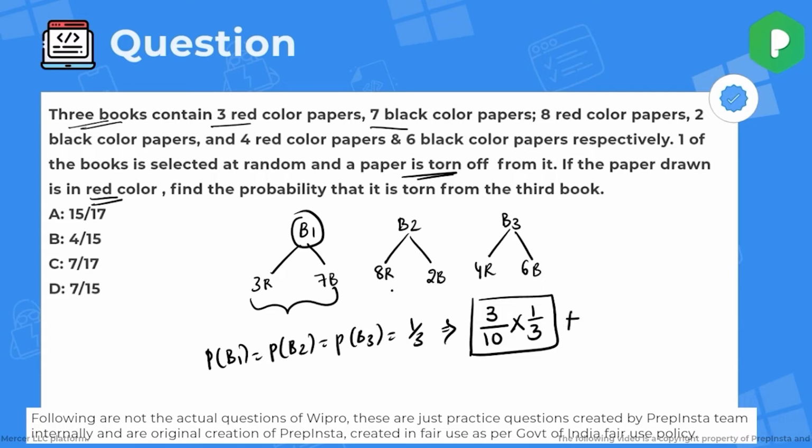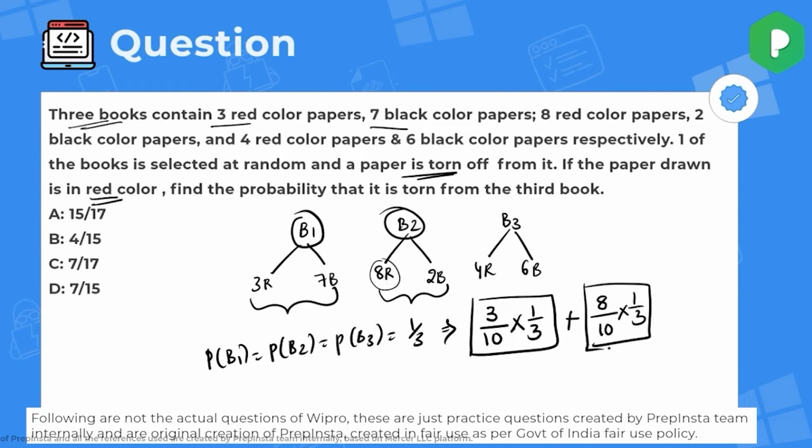Or you have to choose a red paper from 8 papers. So 8 by how many total papers are there? 10. And what is the probability of book B2? It is 1 by 3 again, right? So this is the chance that we are selecting or tearing a paper from book 2. From B3, if it is chosen, how many red papers are there? 4, out of how many? Again 10 papers. And the probability of selecting this book is 1 by 3.